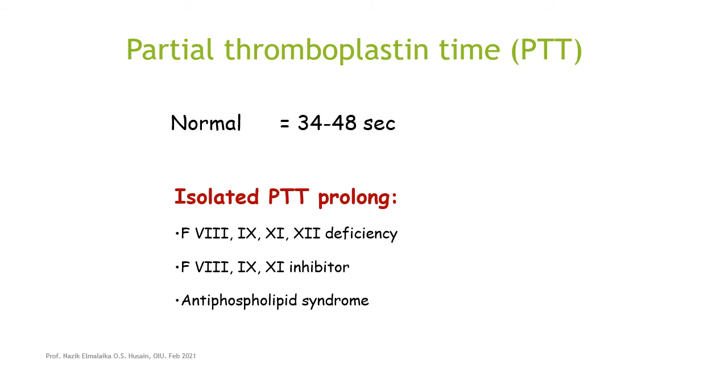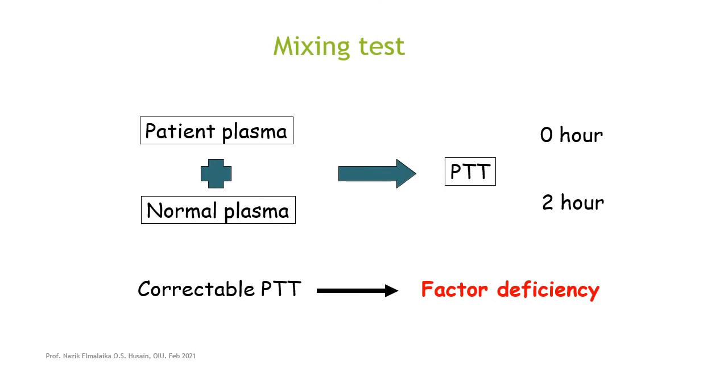To confirm that there is a deficiency in these factors, a mixing test is done, in which the partial thromboplastin time is measured in the patient plasma at 0 hour, then mixed with the normal plasma, and after 2 hours, the partial thromboplastin time is measured again. If it is corrected, that means there is a factor deficiency, one of these factors. Then a specific test for the measurement of each factor is done.